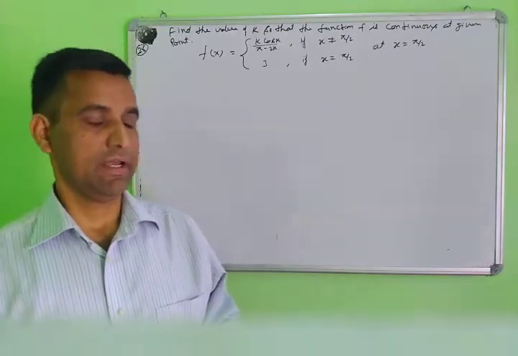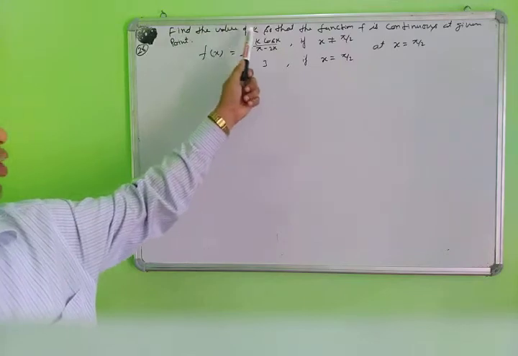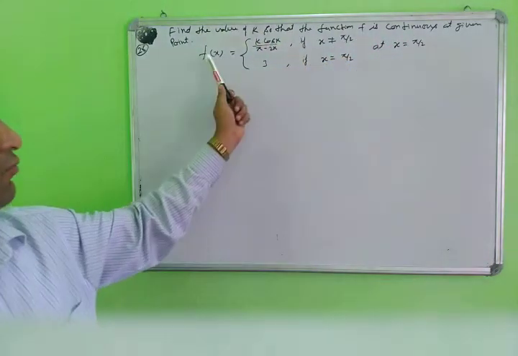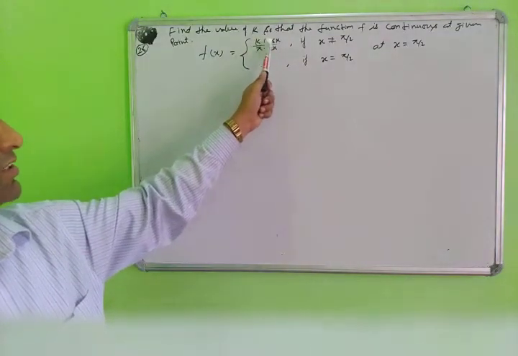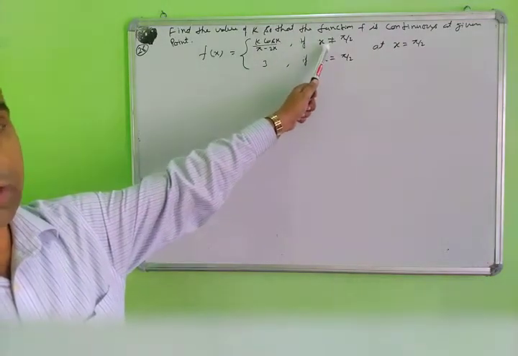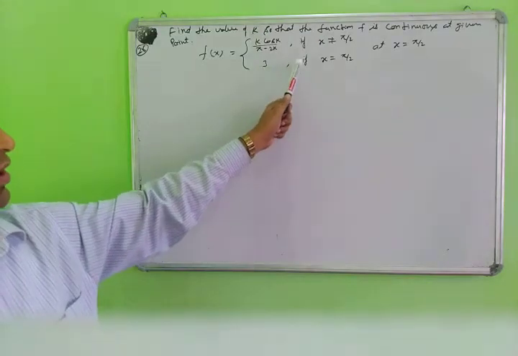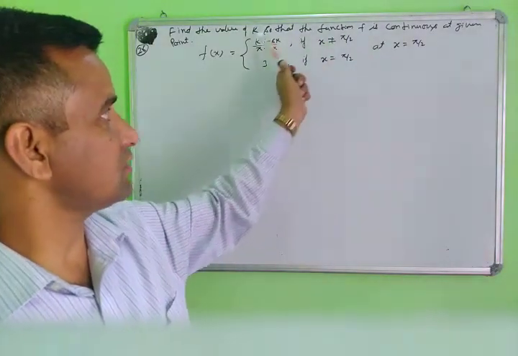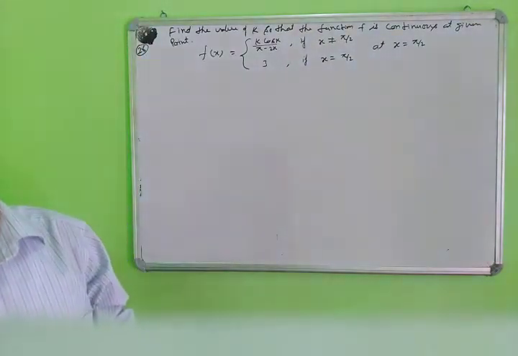Yes students, next I am taking question number 26 of the same exercise. Find the value of k so that the function f is continuous at the given point. f(x) is given as k cos x upon pi minus 2x if x does not equal pi by 2, and the second function is 3 if x equals pi by 2. You will check whether this function is continuous at x equal to pi by 2.